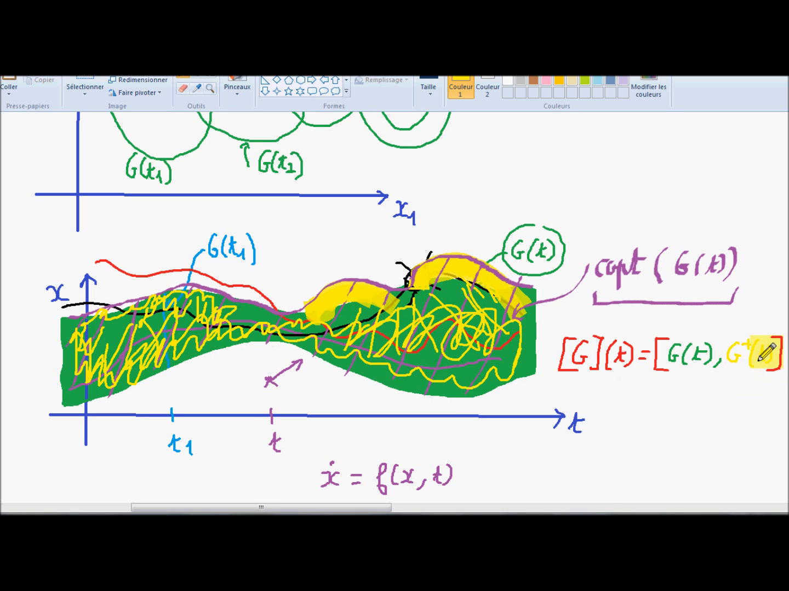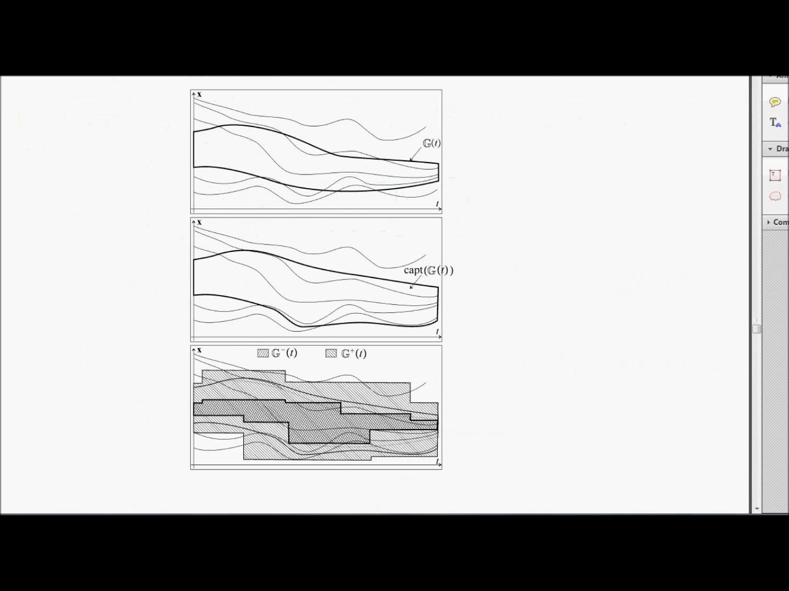So it is explained here. I have a candidate J. I take all the trajectories, all state pairs x, t which satisfy the crossout condition. I integrate them and I will obtain the capture tube. But this one cannot be computed exactly. I have some pessimism due to the interval integration.